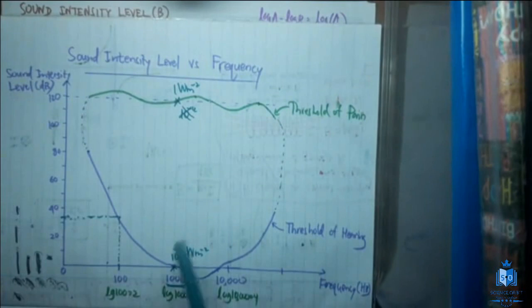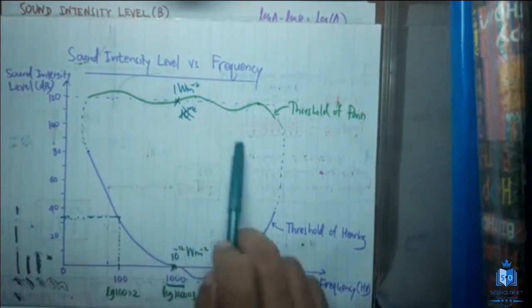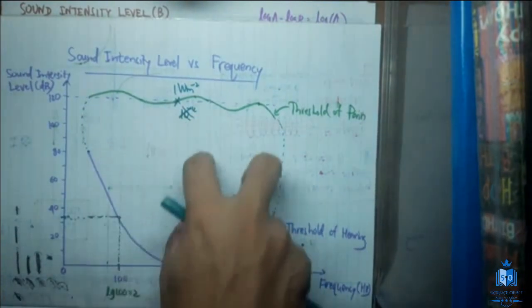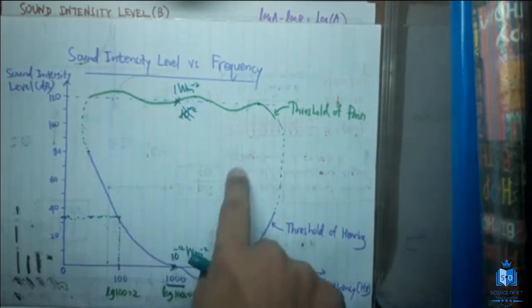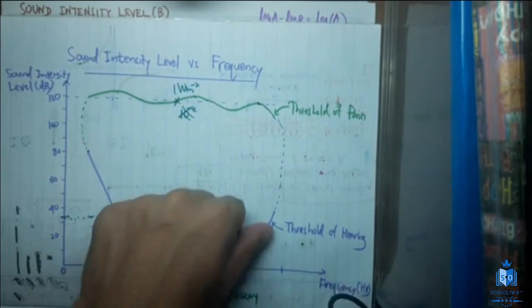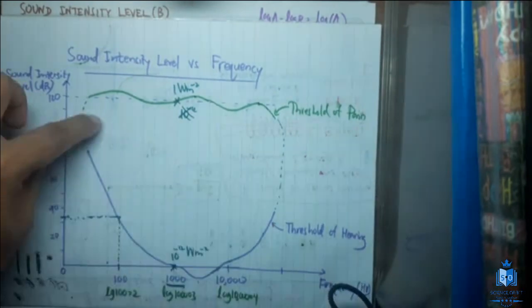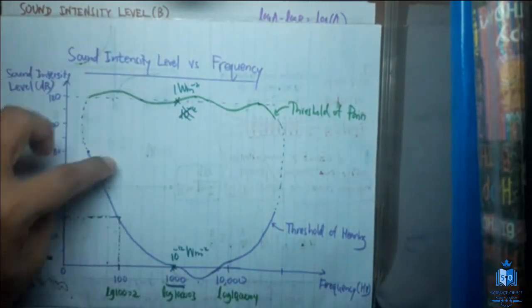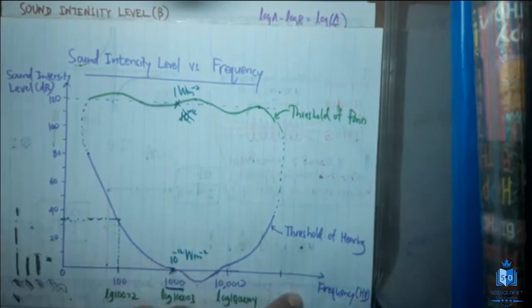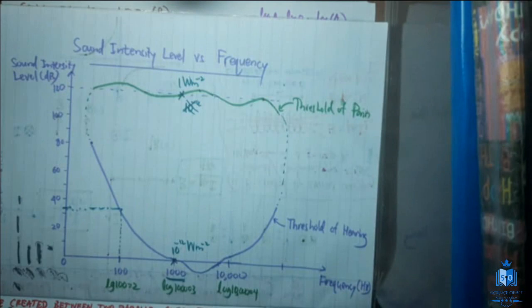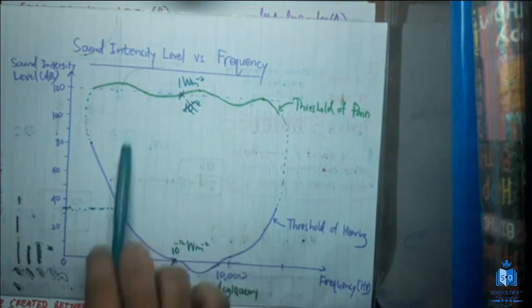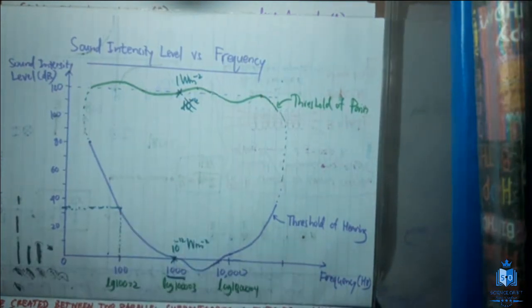So when you connect these two lines, you get this area, which gives you the audible range. This is the range of sounds which can be heard without pain in the ear. Different values can be considered here. This is not the only line they will give. There will be other lines sometimes, but these are the two extremes. Below this line you can't hear, and above this line if you hear it, it will cause pain in your ear.